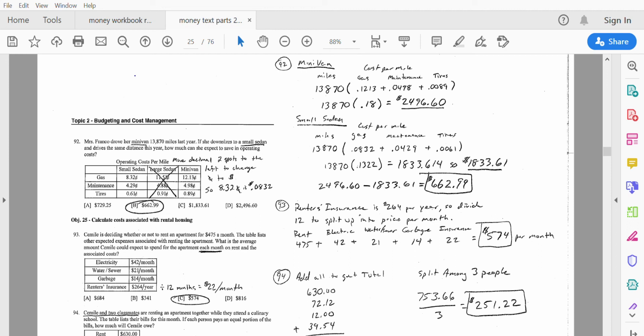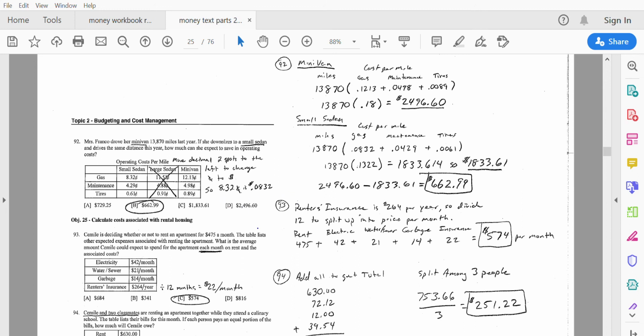Okay, so the first thing to understand is we're comparing the minivan and the small sedan. So you can see I crossed this middle section out. We do not need to worry about any of those numbers. The other thing that I did in these numbers is they use, like for the gas, 8.32 cents. They use the cent symbol instead of the dollar symbol. And so I wrote that out down here, that to keep things in dollars, I'm changing all of these cents to this.